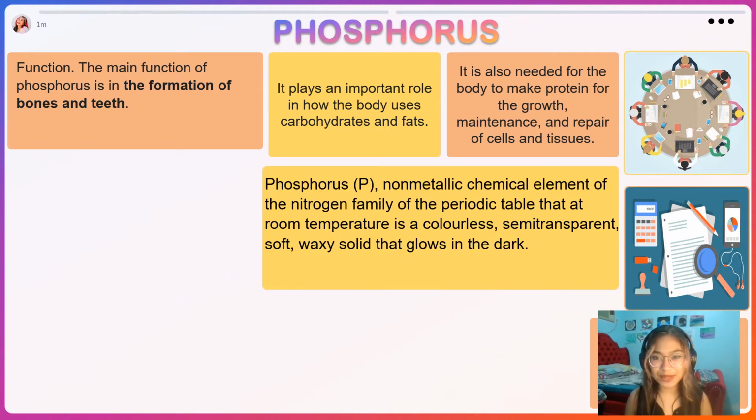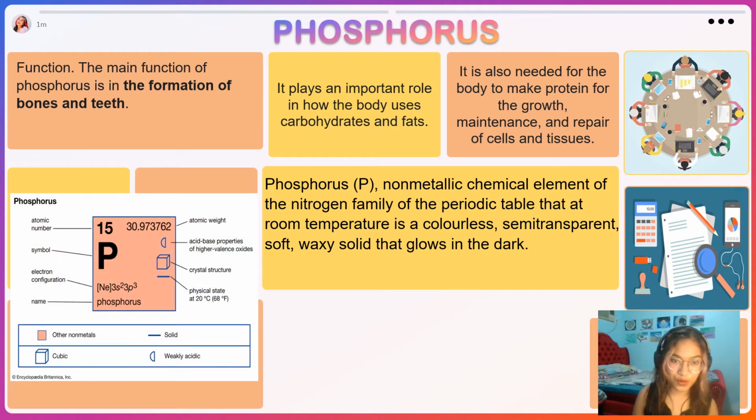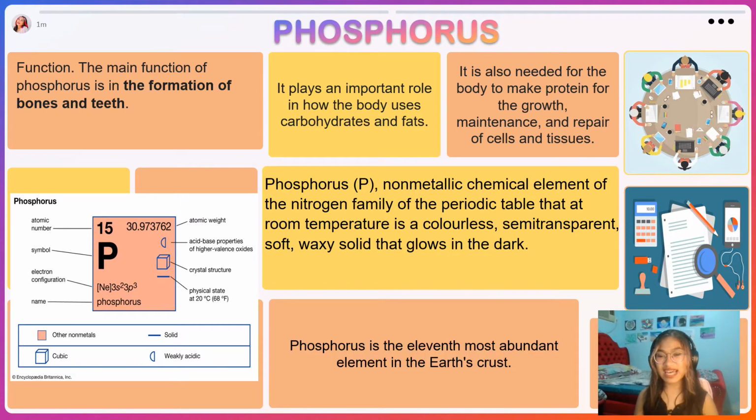Phosphorus, or the symbol P in the periodic table, is the non-metallic chemical element of the nitrogen family. At room temperature, it is a colorless, semi-transparent, soft, waxy solid that glows in the dark. This photo shows the symbol of phosphorus in the periodic table, and its atomic weight, its atomic number, its electron configuration, name, and other important details. Phosphorus is the 11th most abundant element in our Earth's crust.